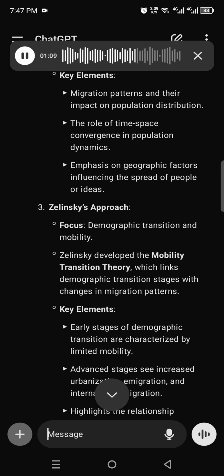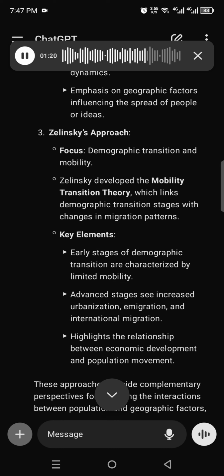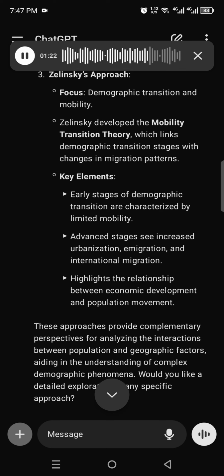3. Zelinsky's approach. Focus: demographic transition and mobility. Zelinsky developed the mobility transition theory, which links demographic transition stages with changes in migration patterns. Key elements: early stages of demographic transition are characterized by limited mobility. Advanced stages see increased urbanization, emigration, and international migration. Highlights the relationship between economic development and population movement.